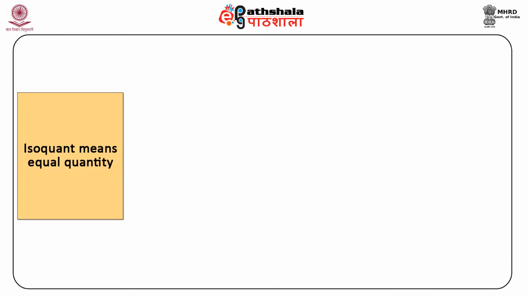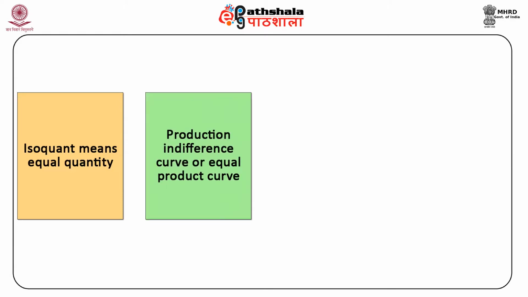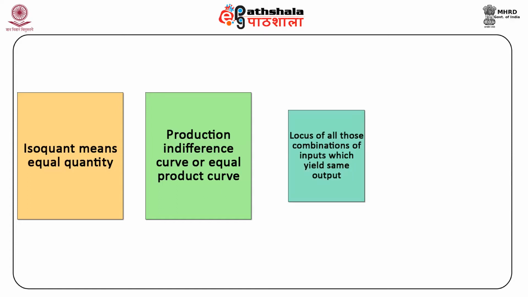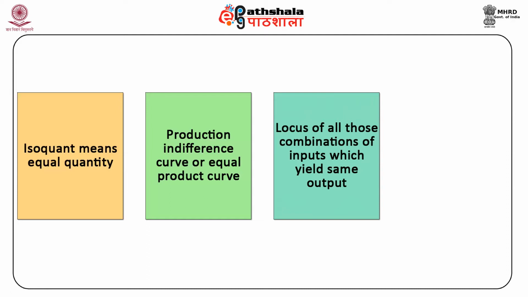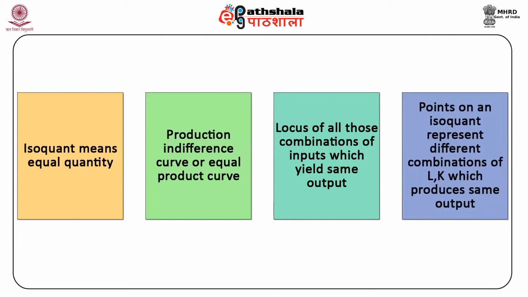Isoquant means equal quantity. Isoquant is therefore known as the production indifference curve or equal product curve. As the name itself suggests, an isoquant is the locus of all those combinations of inputs which yield the same output. Hence, all the points on an isoquant represent different combinations of labor and capital which can be used to produce the same quantity of output.